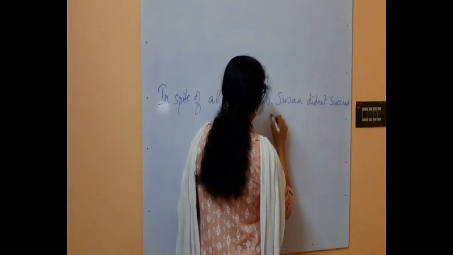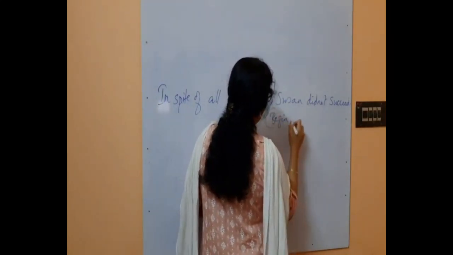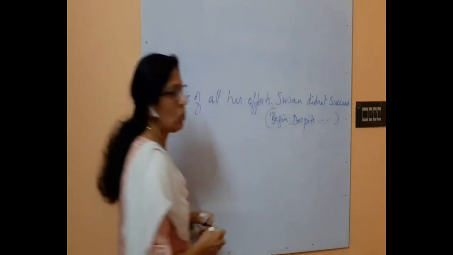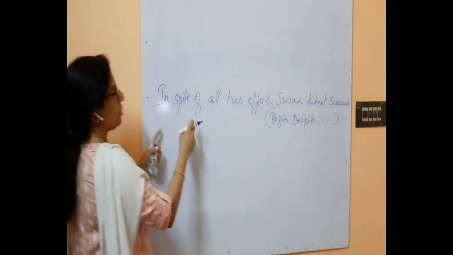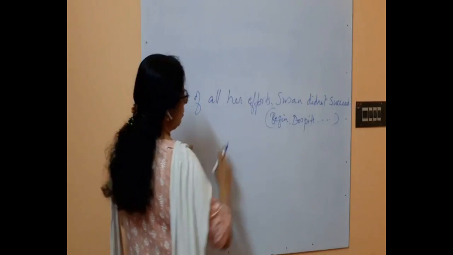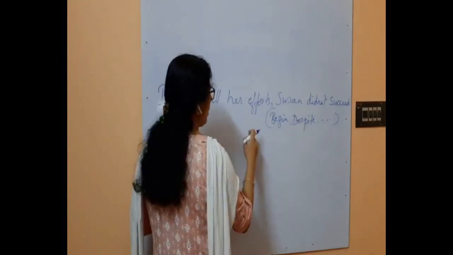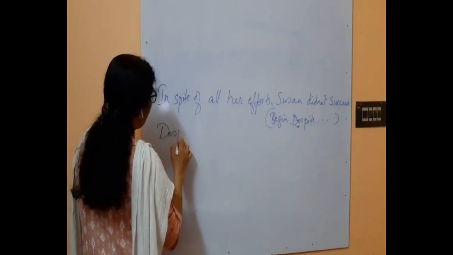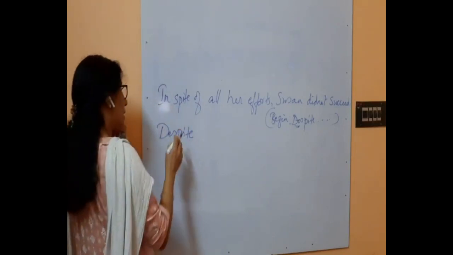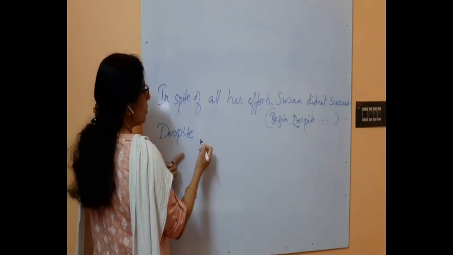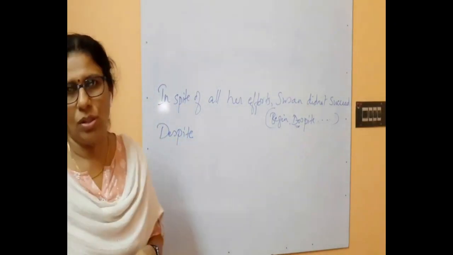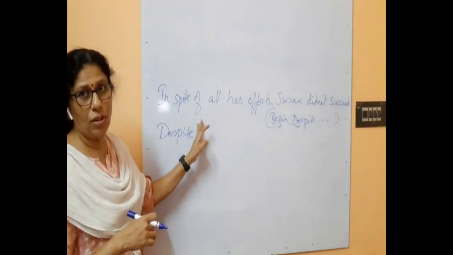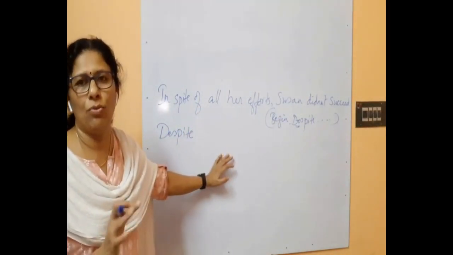Begin with despite. This will be the clue here. So in spite of all her efforts, Susan did not succeed. When you rewrite the sentence by beginning with despite, many of you have a tendency, same as in spite of, to use despite of. That is a wrong usage. Despite won't ever be followed by the preposition of. Despite will be followed by the noun form only.